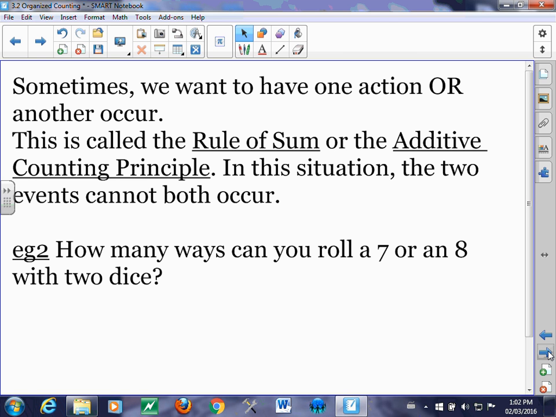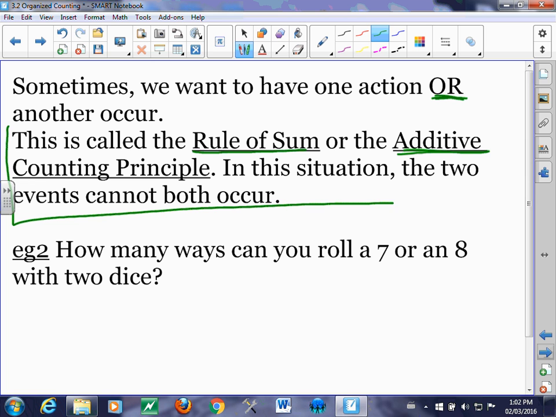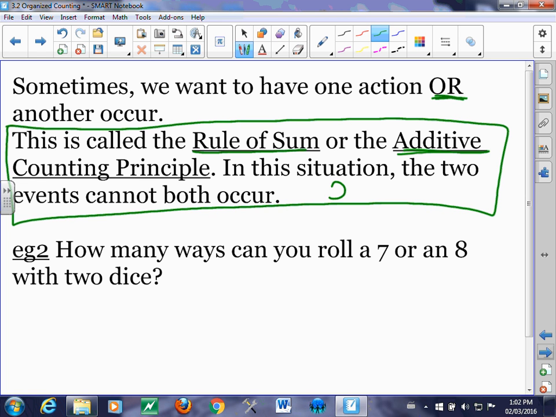Sometimes we want to have one action or another. So this is called the rule of sum, or what we call the additive principle. This is where the two events cannot both occur. So we're going to put a box around this one and make sure that we highlight or know that this is your "or" situation.